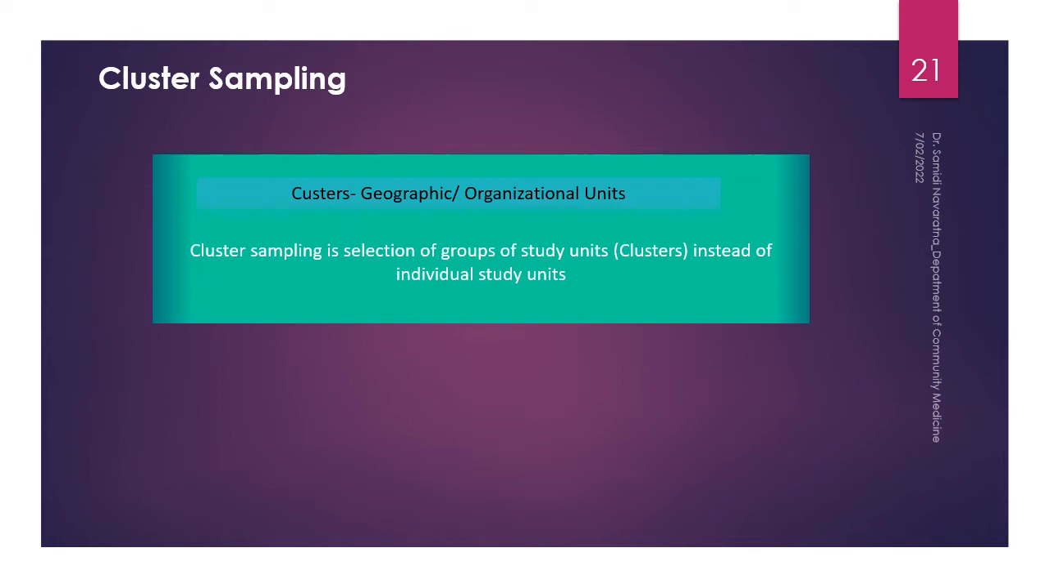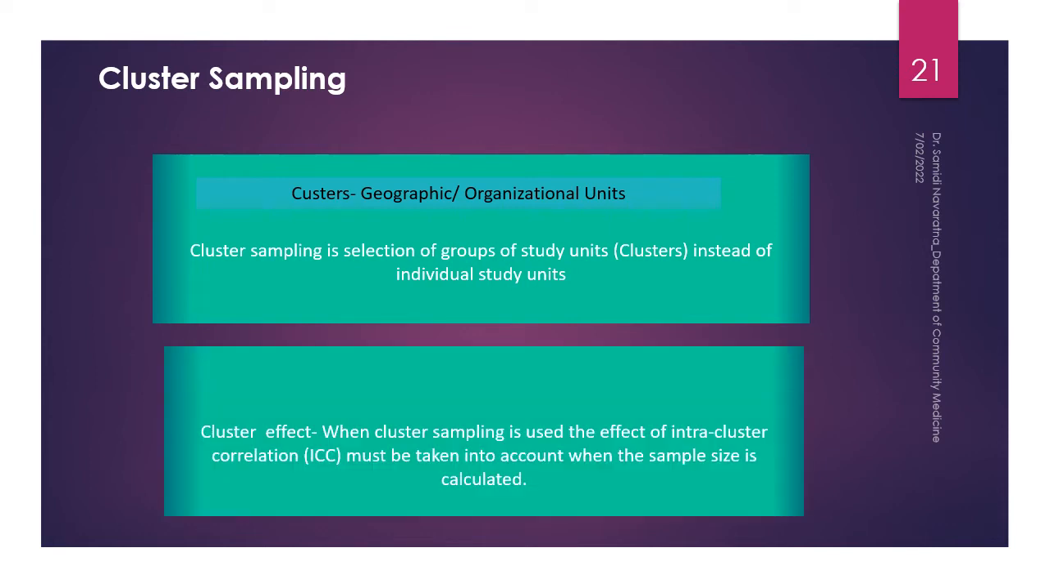Because of that, there's a problem that crops up. That is, there's this thing called the clustering effect or the design effect. What is that? When cluster sampling is used, the effect of intra-cluster correlation must be taken into account, particularly when the sample size is calculated. Right? If we are using this cluster sampling method, then we have to make certain alterations to the sample size calculation. So what is this intra-cluster correlation?